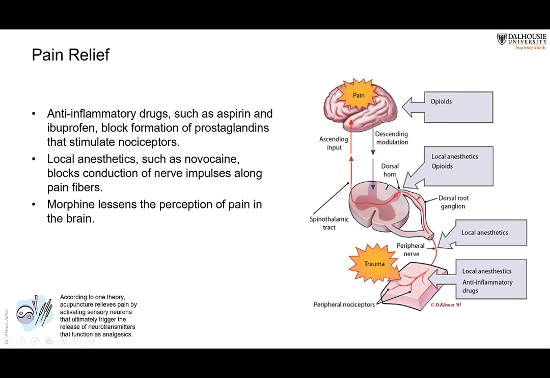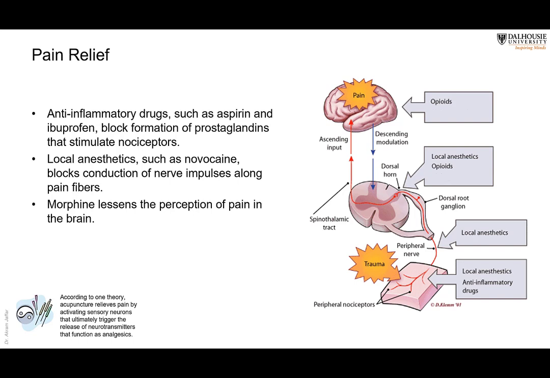And also there are local anesthetics. For example, when you go to the dentist, you will have a nerve block. And this nerve block, these local anesthetics, like for example, Novocaine, will block the transmission along the nerve. But this will take a short period of time. That's why in some cases, you are advised by the dentist to have ibuprofen for a day or so in order to block the pain. But this is another way, by blocking the prostaglandins, not by blocking the nerve impulses. The nerve impulses can only be blocked by using local anesthetics.